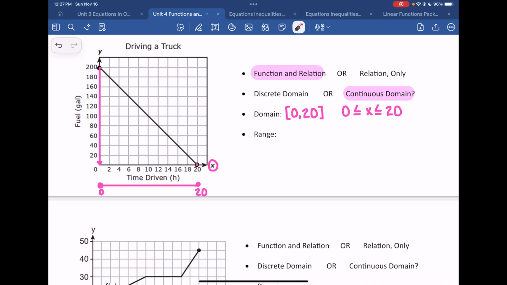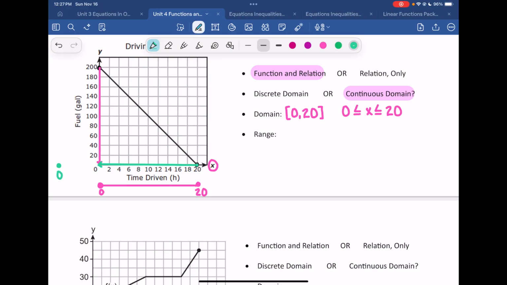Okay, so now let's do the range. So for the range, I'll just use a different color so you can see it better. So for the range, we're going low to high. So you go to the lowest point, which is right here. Now, it says 20, but the 20 is the x value. So just like we did before, now we're going to trace to the y-axis. So actually, the lowest value is 0. So that means that there was 0 gallons of fuel in the tank after 20 hours. Okay, so this is 0.